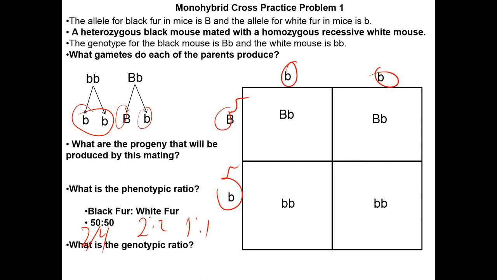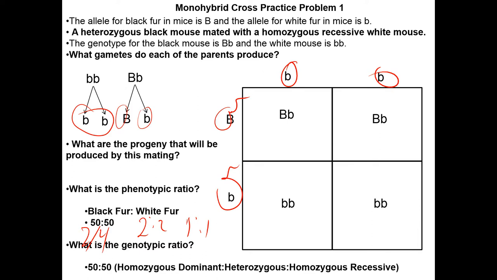What's the genotypic ratio? Here we're looking at heterozygous to homozygous recessive. Again, it's 50-50, or 1-to-1, or 2-to-2, or 2 out of 4. Or 50% heterozygous and 50% homozygous recessive.